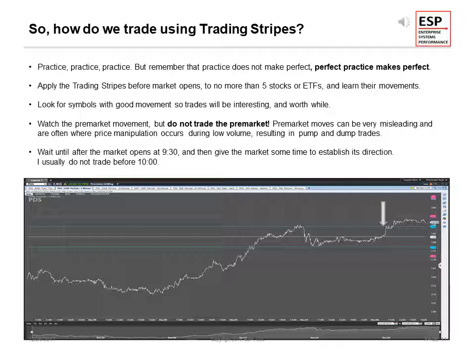Pre-market moves can be very misleading and are often where price manipulation occurs during low volumes, resulting in pump and dump trades. In other words, traders are buying and selling to themselves, trying to pump the stock price up, attracting a lot of buyers so they can dump their bad stocks and get out of the market. Wait until after the market opens at 9:30 and then give the market some time to establish its direction. I usually do not trade before 10 o'clock in the morning.